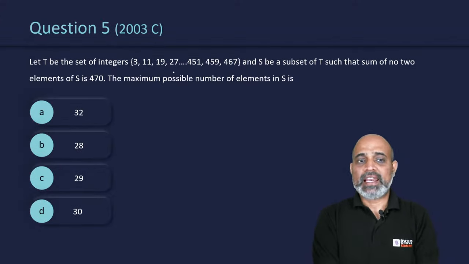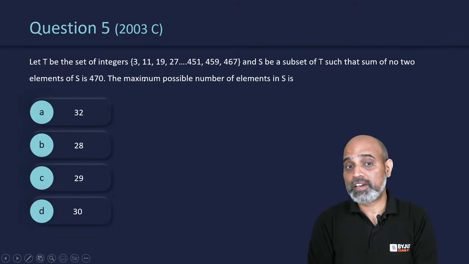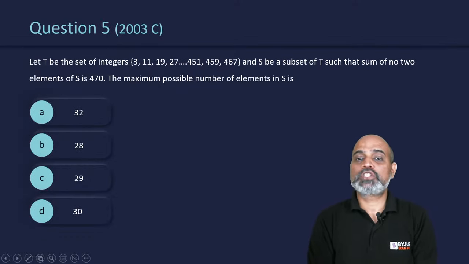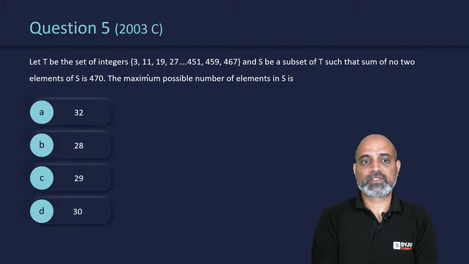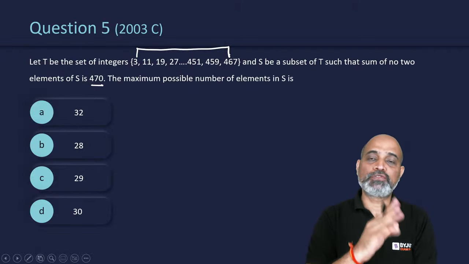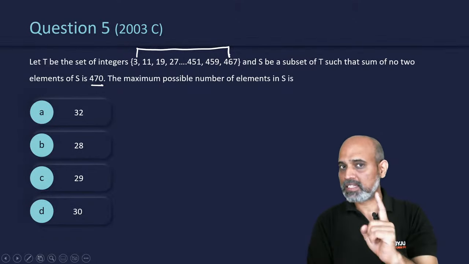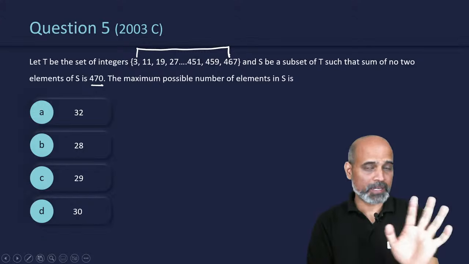Okay. Let T be the set of integers 3, 11, 19, 27 and so on. And S be a subset of T such that sum of no two elements of S is 470. The maximum possible number of elements in S is. So, देखो 470 बनाना है. 3 will get added to 467 to become 470. 3 किसी और नंबर के साथ ऐड होके 470 नहीं बनाएगा.